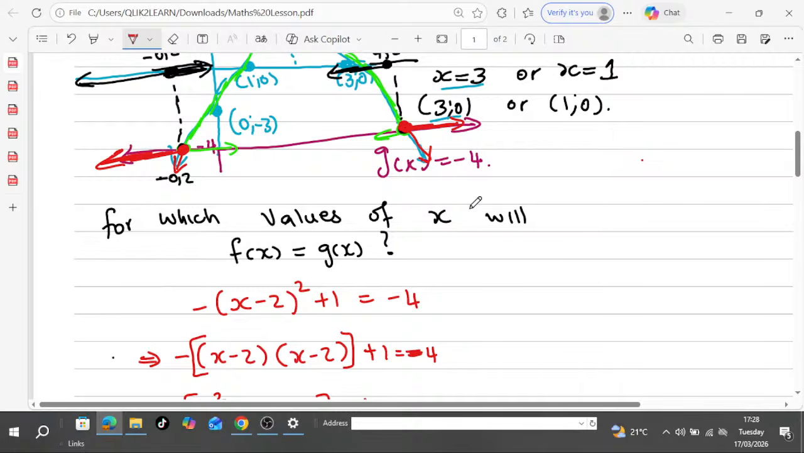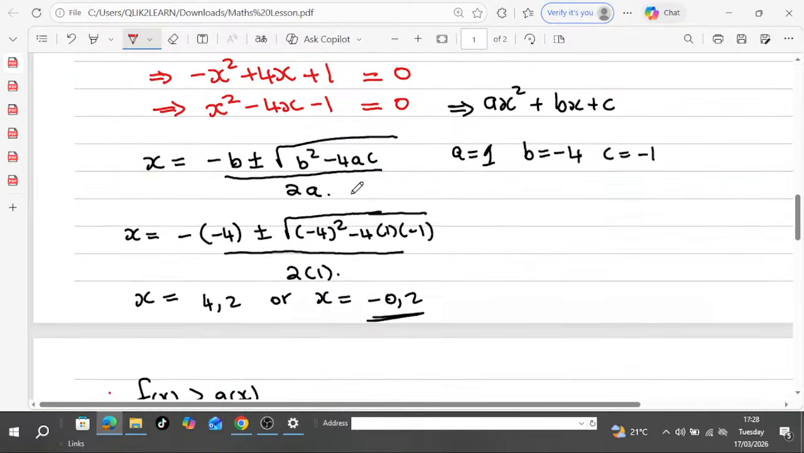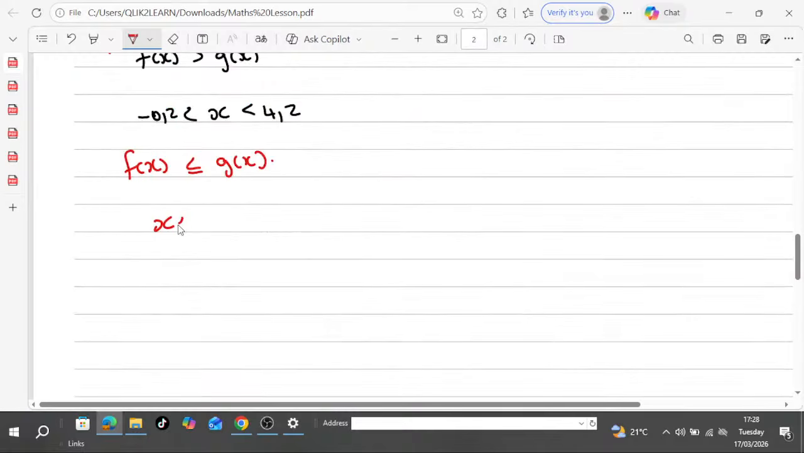So x must be less than minus 0.2. Let's write it down. x must be less than or equals to negative 0.2, or the value of x must be greater than or equals to 4.2. And that's it. This is how you answer the exam questions. I'm just going to pause here and see if we have any questions on this one.